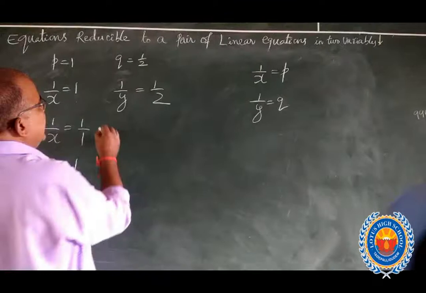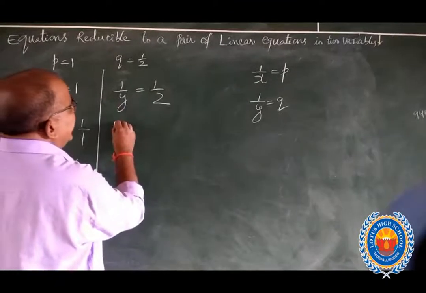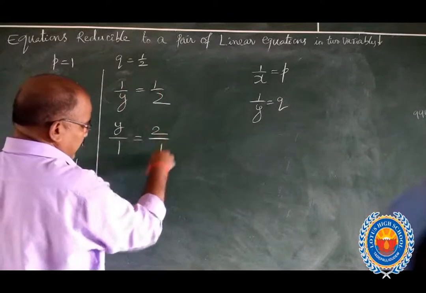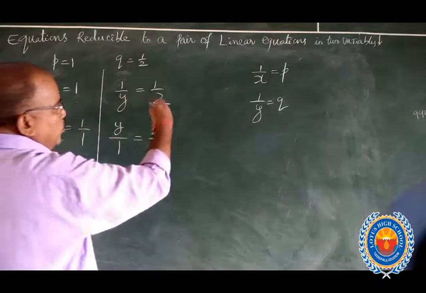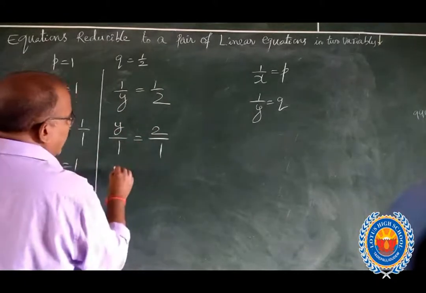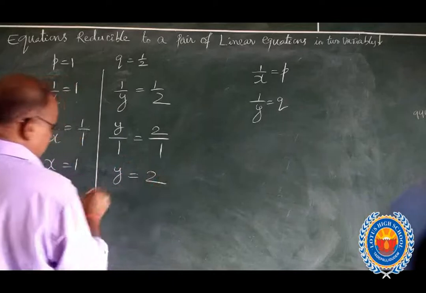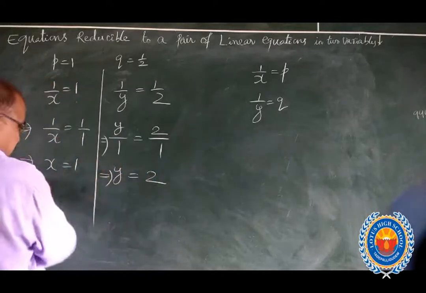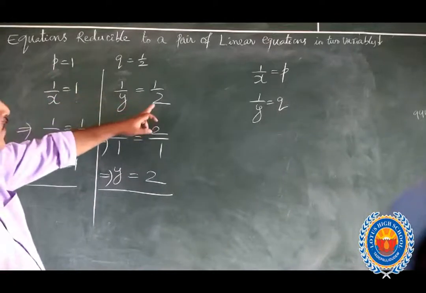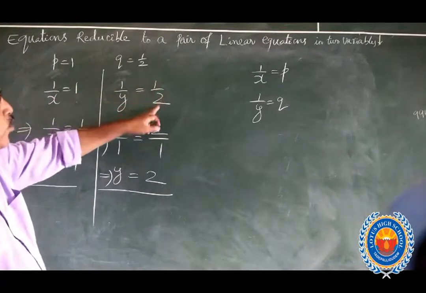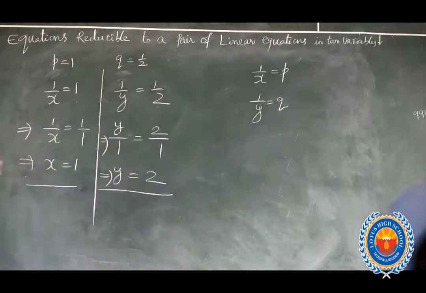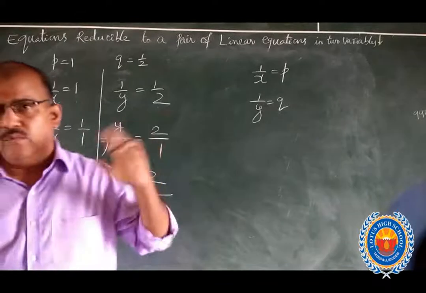Now in case of y, 1 by y is equal to 1 by 2. So y by 1 is equal to 2 by 1. From this we can write y is equal to 2. Therefore x is equal to 1 and y is equal to 2. If you want to go for cross multiplication, y into 1 is equal to y and 2 into 1 is equal to 2. That's why directly also you can write y is equal to 2. This is the final answer: x is equal to 1 and y is equal to 2.